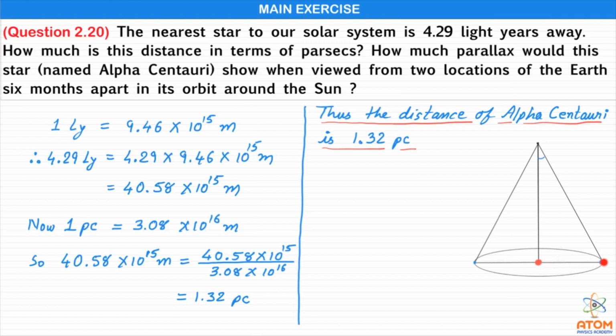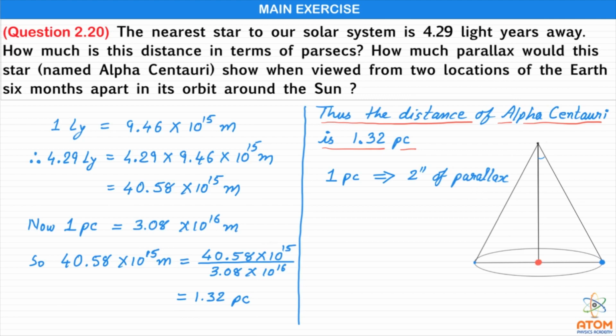Now we know that the distance between Sun and Earth is known as 1 astronomical unit. And as per the definition of parsec, if this distance is 1 parsec, then this half angle will be 1 second. So obviously this full angle will become 2 seconds. So again, if any star is at 1 parsec distance, the angle subtended at the two diametric endpoints will become 2 seconds. So we can say that 1 parsec is equivalent to 2 seconds of parallax.